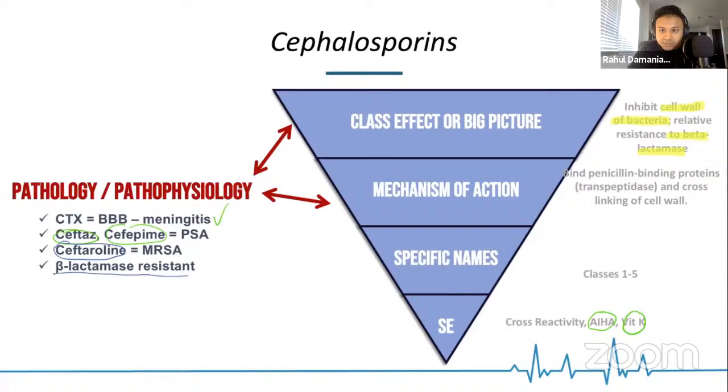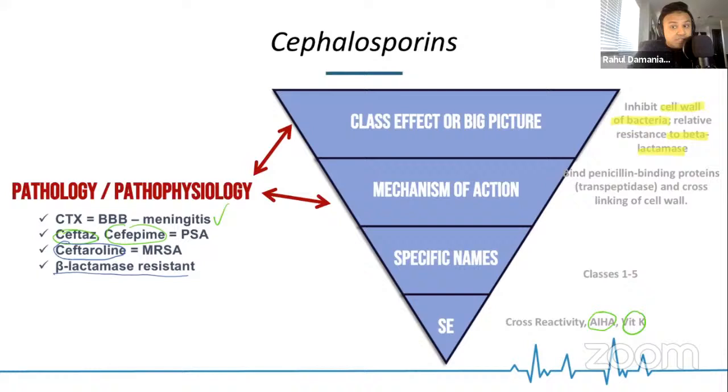Ladies and gentlemen, remember that there is no antibiotic currently that covers both Pseudomonas and MRSA. So that's why you have to use two agents. But the cephalosporins as a class cover Pseudomonas thanks to ceftazidime and cefepime, and also cover MRSA thanks to ceftaroline. But does ceftaroline cover Pseudomonas? The answer is no. Ceftaroline does not cover Pseudomonas.